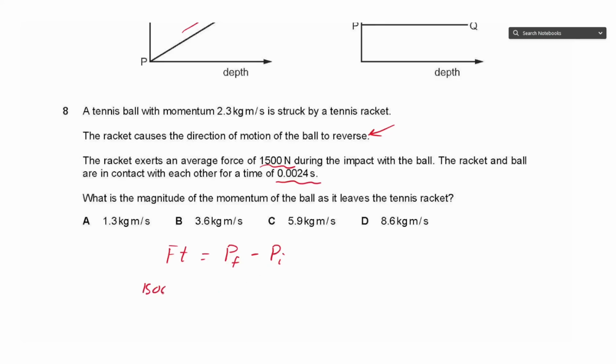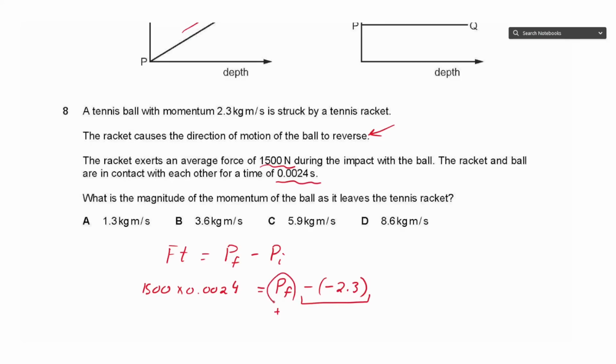Force is 1,500, time is 0.0024. The final momentum is the required here in the question. And the initial momentum would be in the opposite direction. So if we take the final momentum to be in the positive direction, the initial momentum, which is 2.3, should be negative 2.3 since it is in the opposite direction. So this is plus 2.3 in total.